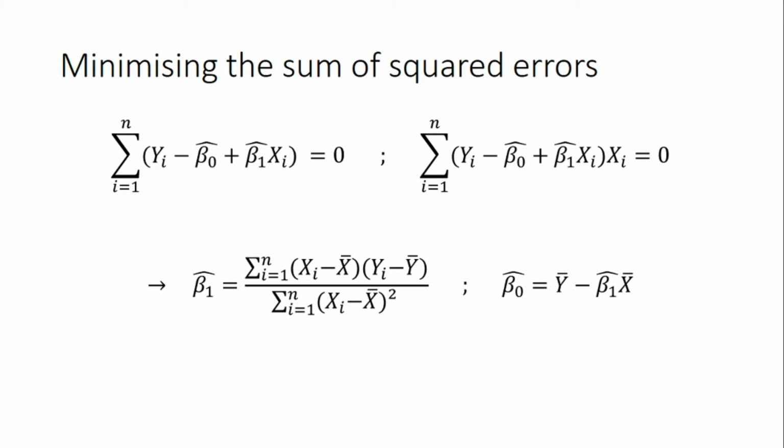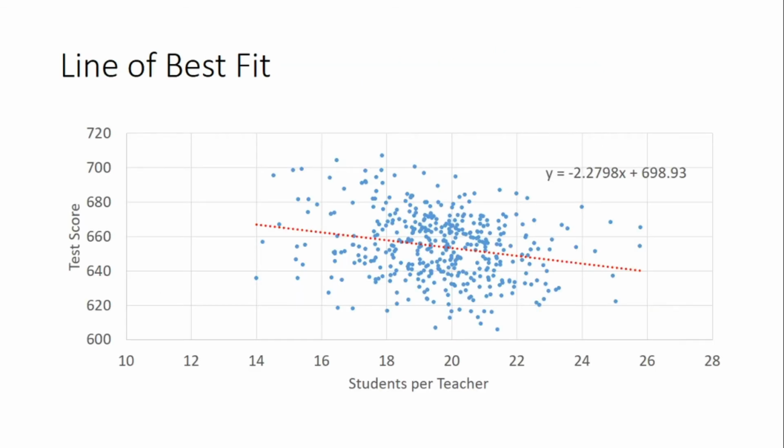So these beta 1 and beta 0 numbers that give you the line of best fit follow from this process of minimizing those sum of squared errors. And that's what your Excel program or whatever software you may be using is doing when you are trying to find that line of best fit. Okay, so that's, like I said, what Excel is doing behind the scenes.